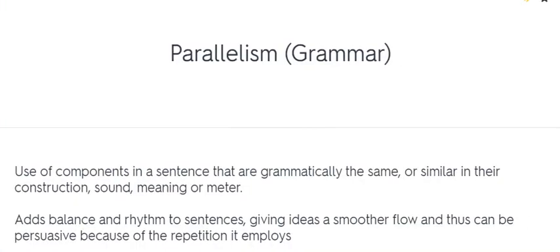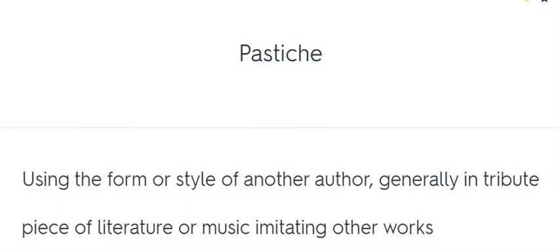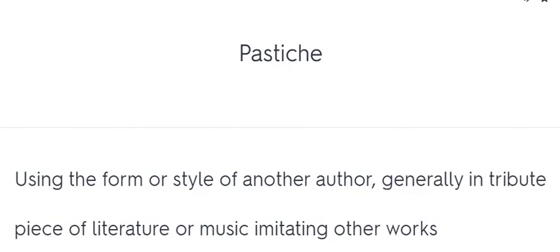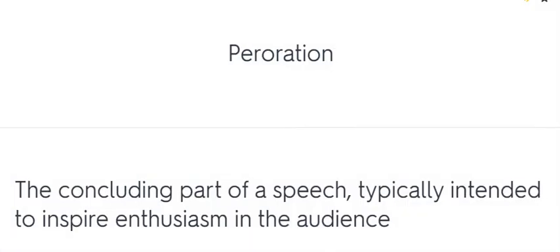Parallelism. Use of components in a sentence that are grammatically the same or similar in their construction, sound, meaning, or meter. Adds balance and rhythm to sentences, giving ideas a smoother flow, and thus can be persuasive because of the repetition it employs. Pastiche. Using the form or style of another author, generally in tribute, a piece of literature or music imitating other works. Peroration. The concluding part of a speech, typically intended to inspire enthusiasm in the audience.